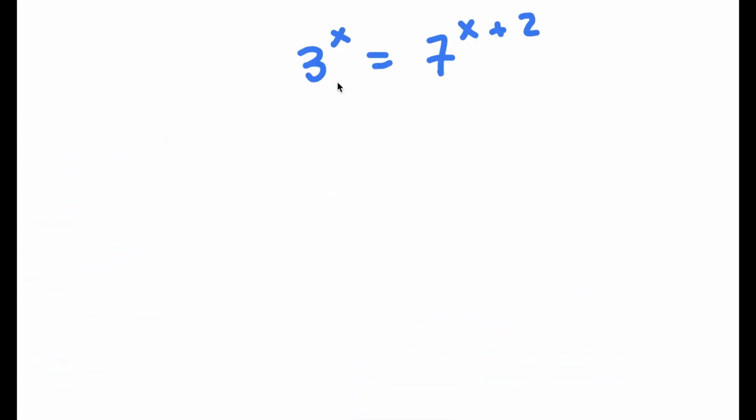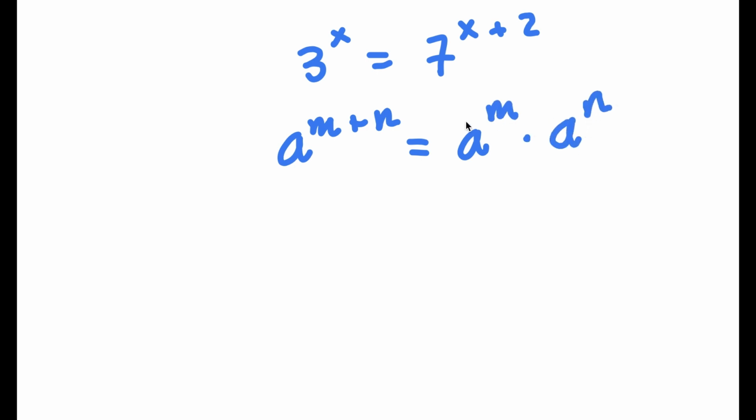Alright, so in this problem, I have 3 to the power of x is equal to 7 to the power of x plus 2. So to start, if I have something in the form a to the power of m plus n, this is equal to a to the power of m times a to the power of n. So 7 to the power of x plus 2, we can rewrite as 7 to the power of x times 7 to the power of 2.